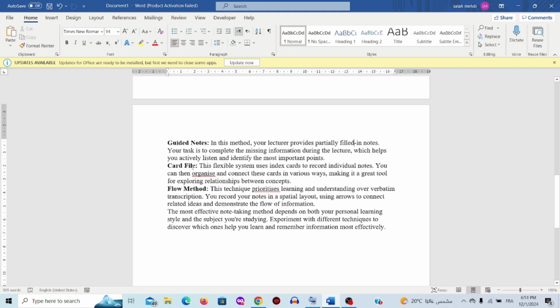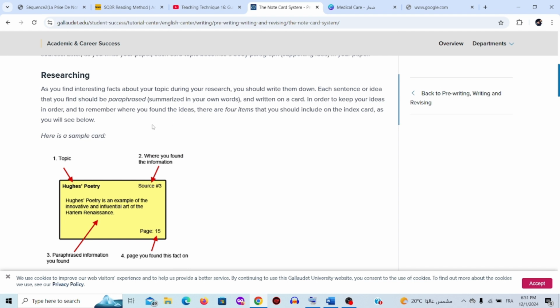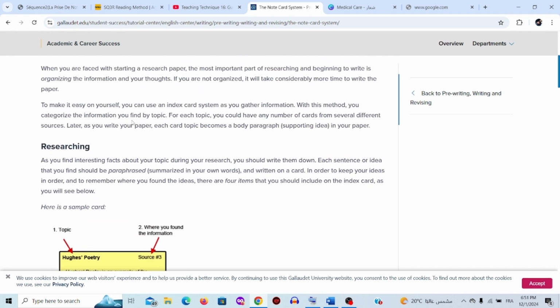So we have also the card file. The card file is like when you are doing a research, for example. Let's say that you are going to write a research. The most important thing is to gather your thoughts. If they are not organized, you are going to take more time to write.